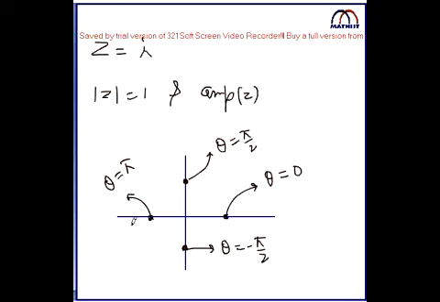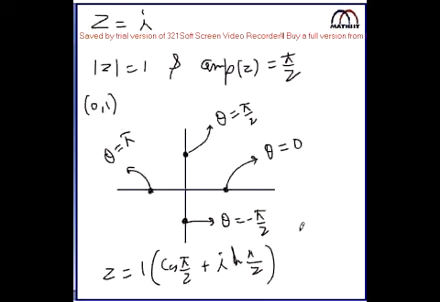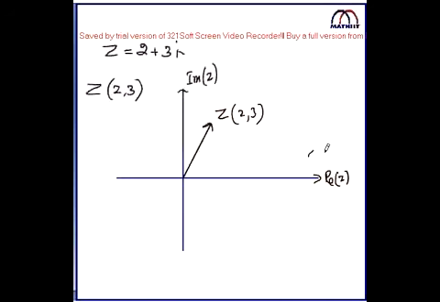So tell me, z equal to i means what? 0, 1. (0, 1) will lie on the positive y-axis. We'll say that the amplitude of z will be pi by 2. And if you want to represent it, you will say z equals mod z, which is 1, in the bracket cos pi by 2 plus i sin pi by 2. I'm very much sure you are able to understand.